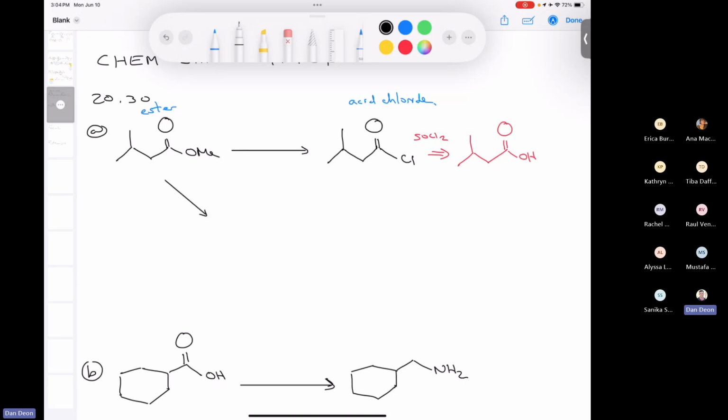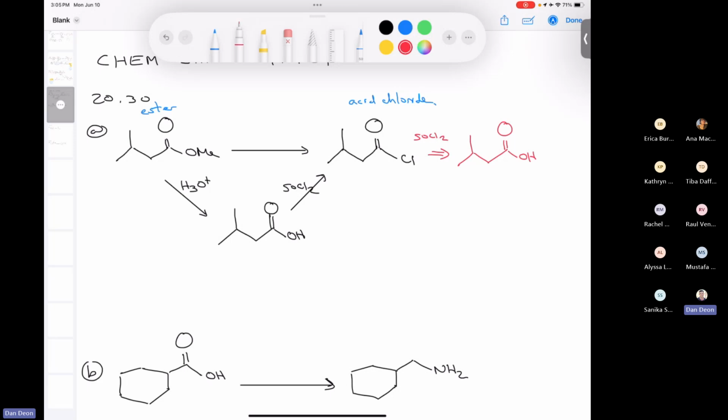All you have to do for the hydrolysis is just write H3O plus, right? You add water and acid. It's going to be a dilute acid solution, mostly water, and that's going to hydrolyze it down to the carboxylic acid. So here's our carboxylic acid, and then we treat that with thionyl chloride, SOCl2, and that is going to give us the acid chloride.